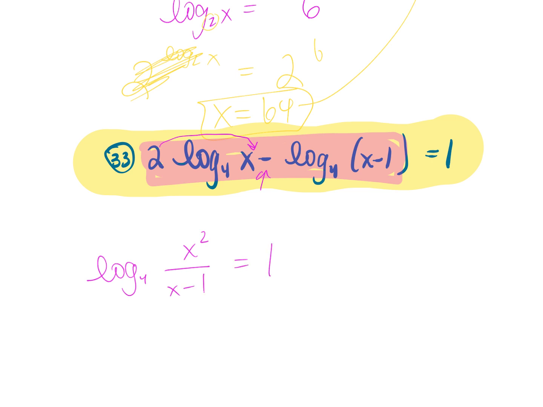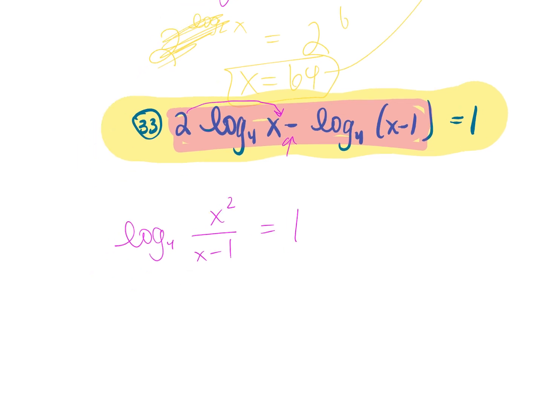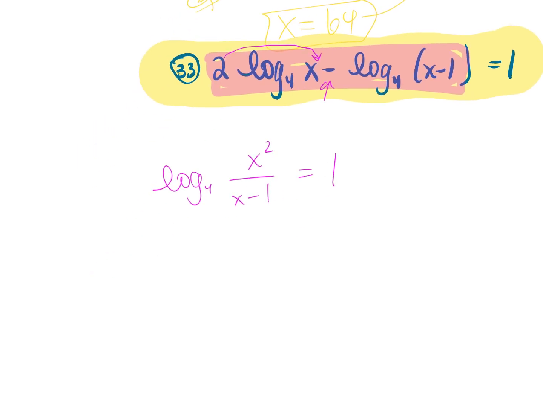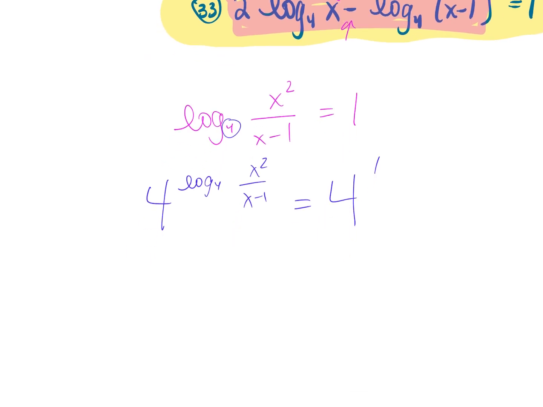Equals 1. Perfect. Now, what is the opposite of exponential? Just kidding. What's the opposite of log? Exponential. So I'm going to write a big, huge what? 4. And then everything goes in the exponent. x squared over x minus 1 equals a big 4 to the 1st power. What happens on the left-hand side with 4 and log 4? It cancels. So I'm left with x squared over x minus 1 equals 4 over 1.